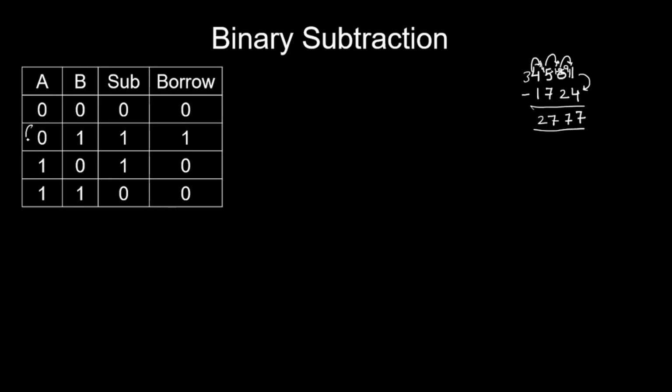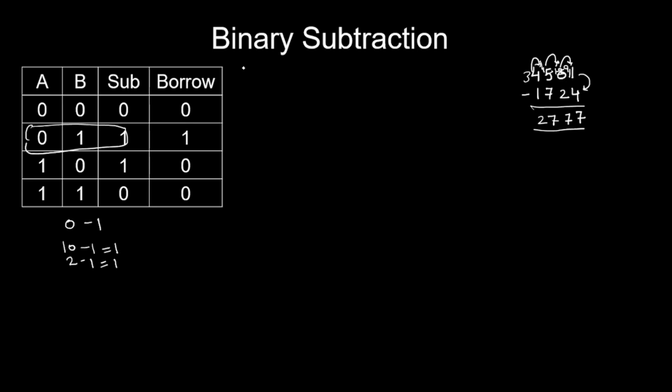Now come to the second column. Here, as you can see, the first number is 0 and the second number is 1. So you have to borrow 1 from the previous column, and this 0 will become 10. When you subtract 1 from 10, you will get 1. The decimal equivalent of 10 is 2 and the decimal equivalent of 1 is 1. So when you subtract 1 from 2, you get 1. In this way, subtraction will be 1 and borrow will also be 1.